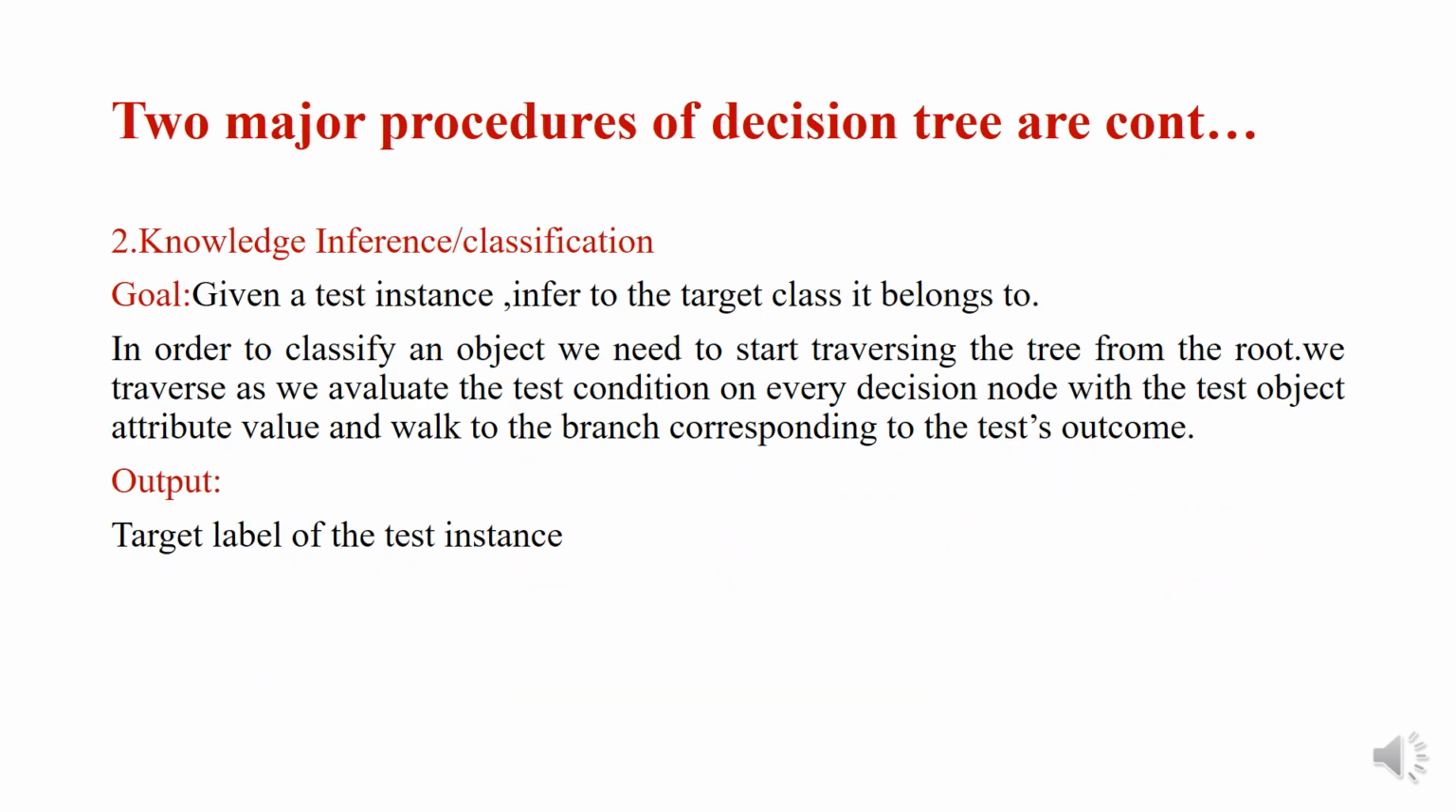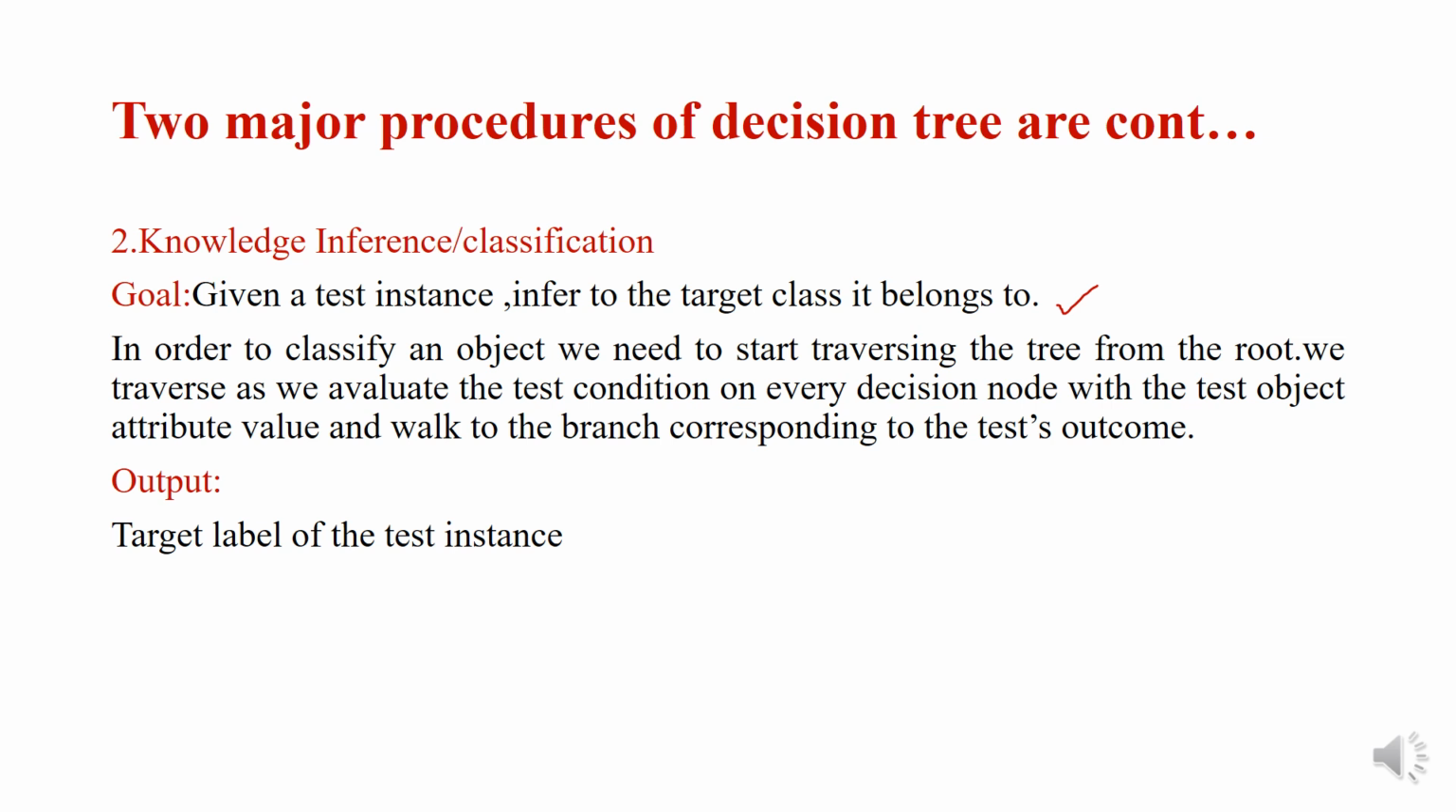Next, the second is knowledge inference or classification. The second step: given a test instance, infer the target class it belongs to. We have to identify which target class it belongs to. In order to classify an object, we need to start traversing the tree from the root. We traverse as we evaluate the test condition on every decision node with a test object attribute value and walk to the branch corresponding to the test outcome.